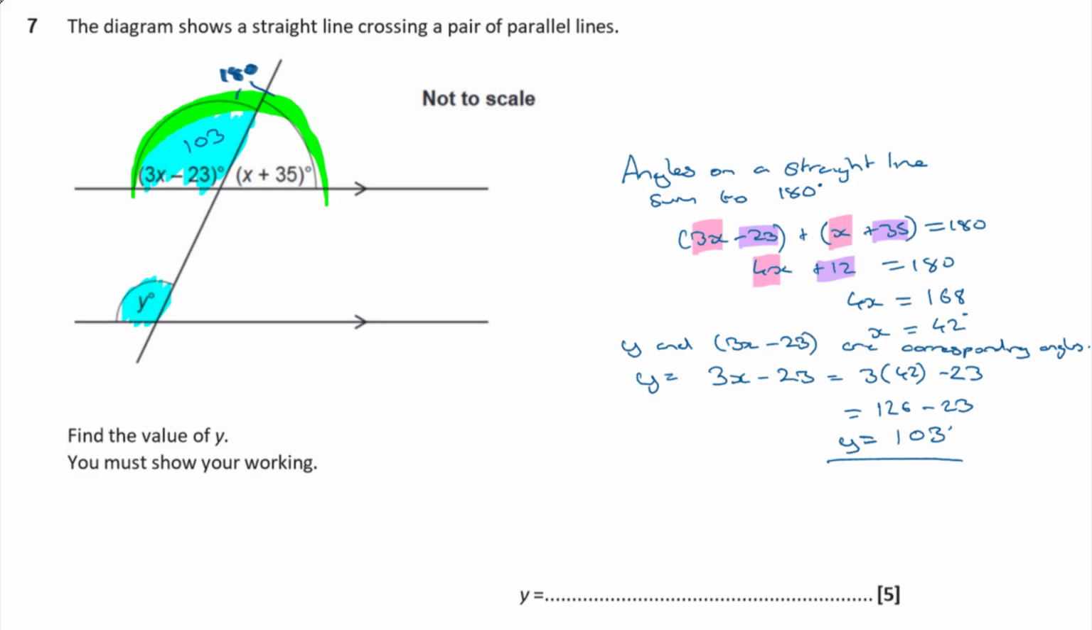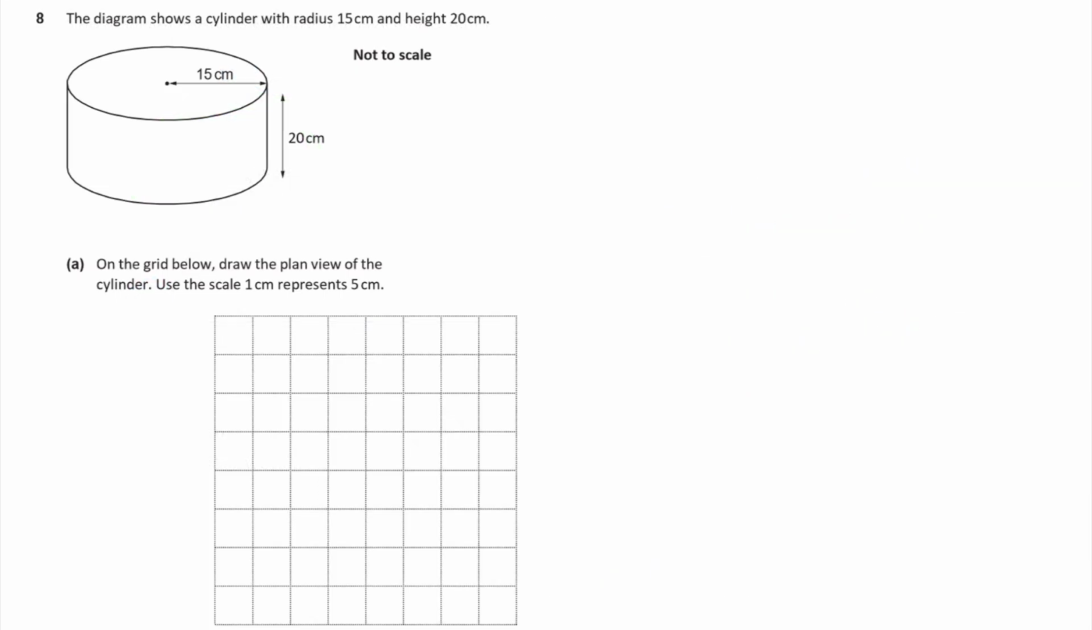Just explaining my steps. So 103 degrees. Question 8. The diagram shows a cylinder with radius 15 centimeters and height 20 centimeters. On the grid below, draw the plan view of the cylinder. Use the scale of 1 centimeter to represent 5 centimeters. Okay. So what is the plan view?